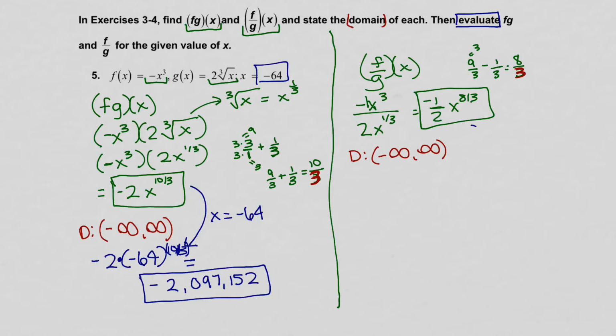So then let's do the same thing over here. We're going to evaluate where x is negative 64. So I have negative 1/2 times, instead of x, I'm going to put in negative 64, and I'm going to raise that to the 8/3 power. Plug it into my handy dandy calculator. You can press pause while you do that. And it should be up by now. You will end up with negative 32,768.